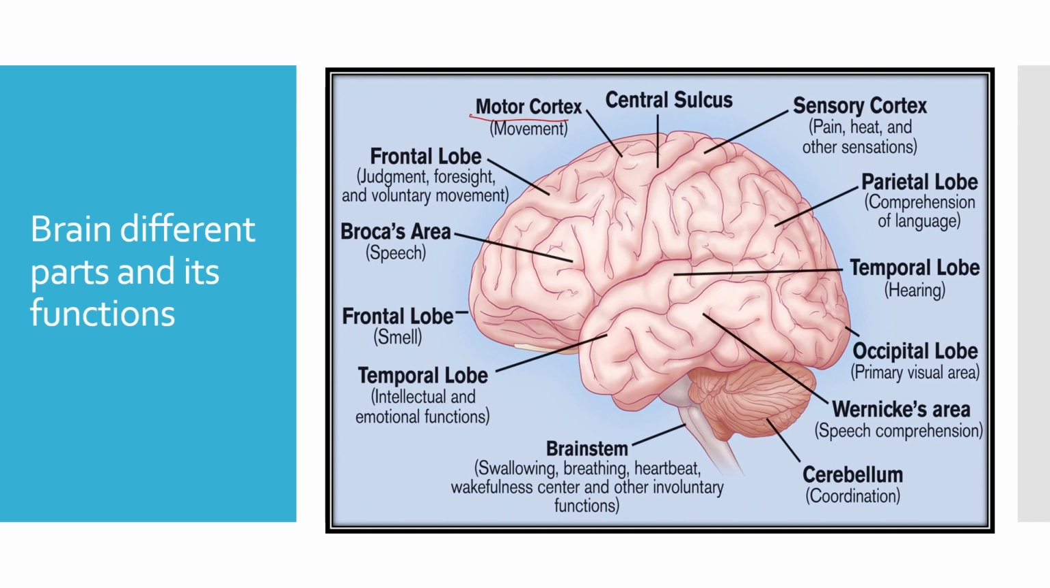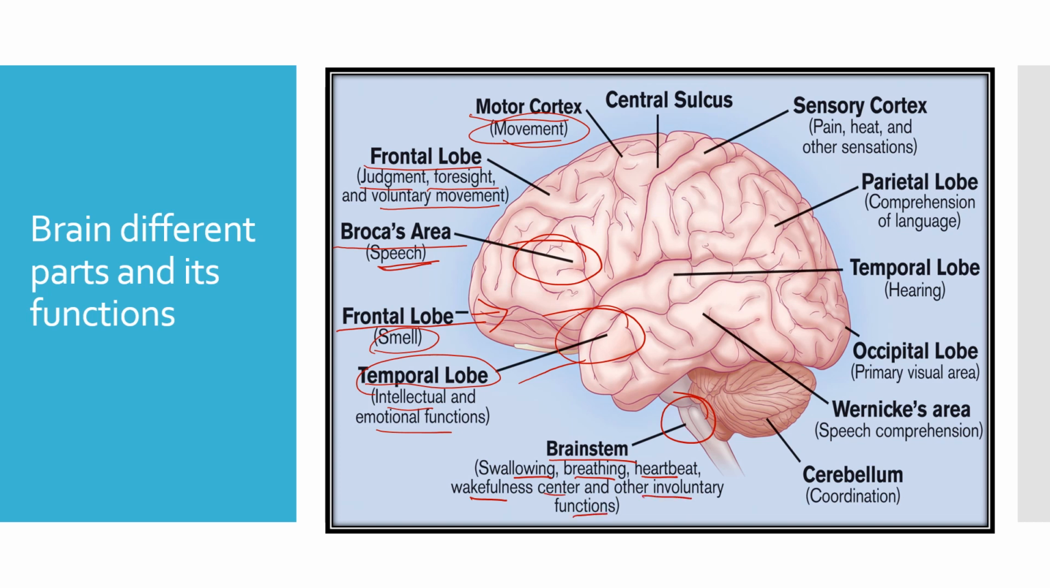The motor cortex is related to movement. The frontal lobe is related to judgment, foresight and voluntary movement. Broca's area is related to speech. The frontal lobe is also related to smell. The temporal lobe is related to intellectual and emotional functions. The brain stem, that is the medulla, is related to swallowing, breathing, heartbeat, wakefulness center and other involuntary functions.